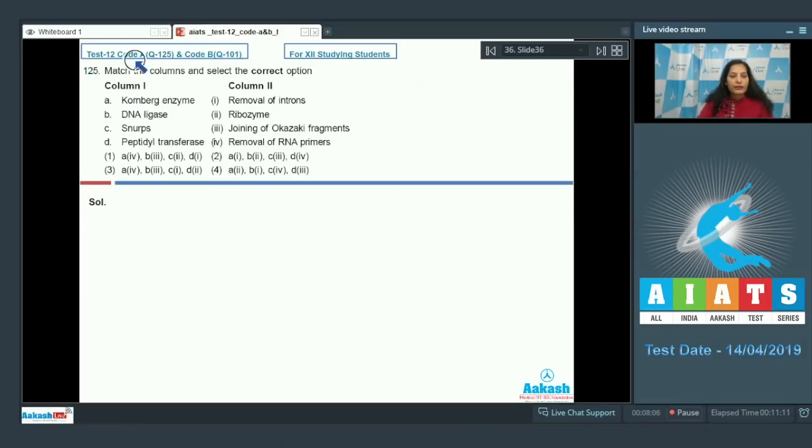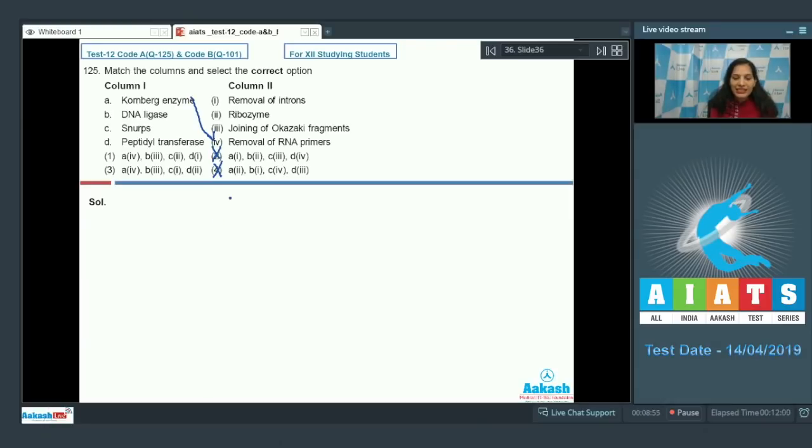Question number 125. Match the columns and select the correct option. In column 1, there are some enzymes, and in column 2, their functions are given. So match the items which are given in column 1 to column 2. A is Kornberg enzyme. Kornberg enzyme is the DNA polymerase 1 which removes the RNA primers during the replication of DNA. So A matches with 4th. Hence options 2 and 4 are ruled out.